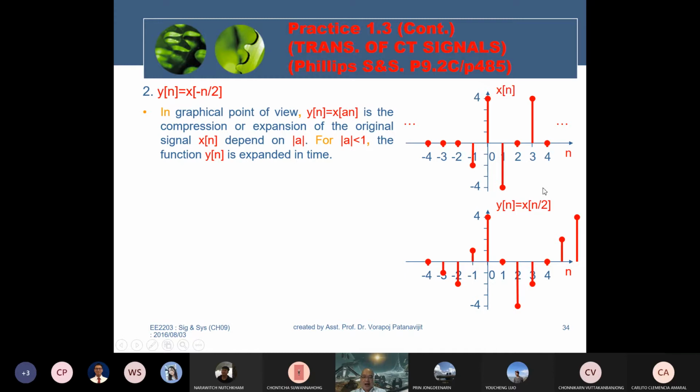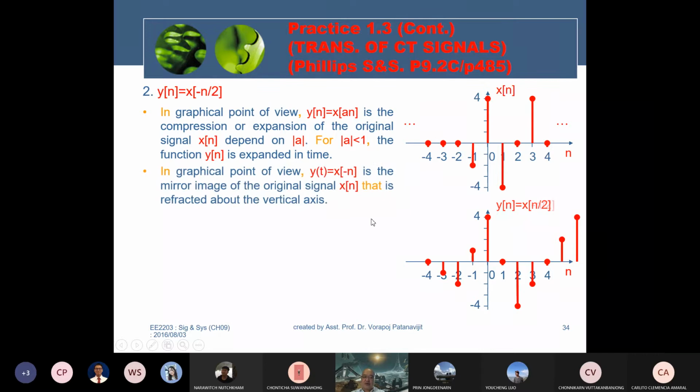After you do that, you proceed for time reversal. For the time reversal, in the graphical point of view, yn equal to x minus n is the mirror image of the original signal xn, that is, reflected about the vertical axis. Flip it here.